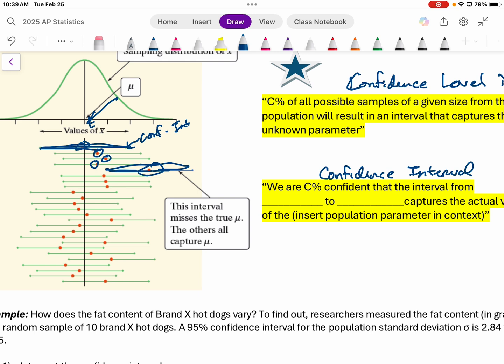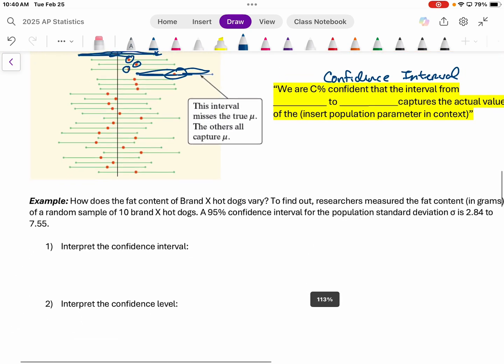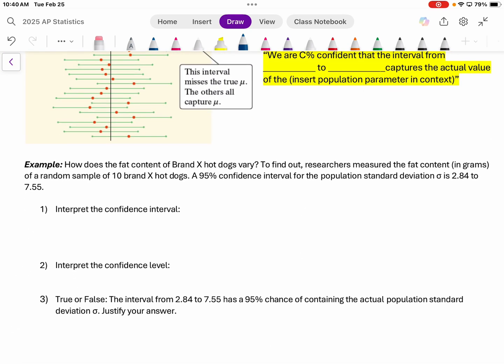And so, again, we could figure out what the confidence level does by adding up how many examples there were and so forth, and we get to do that later on. So, as long as the confidence interval captures the true mean, then that's why we're saying it's in between there. So here we get to practice a couple examples of interpreting the confidence interval and level.